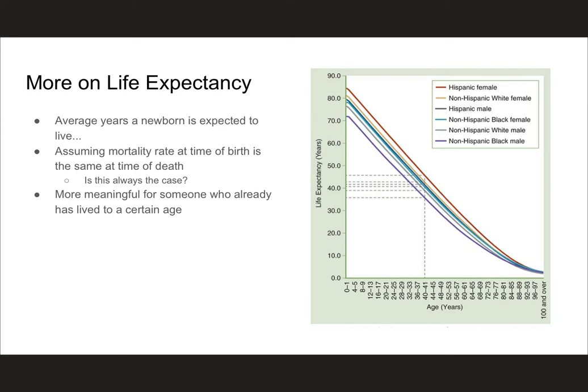So it would be more meaningful for someone who has already lived to a certain age to know how much more time they have, right? For example, somebody who has lived to their 40s and is a non-Hispanic Black male has about 38 years left to go, so about 78 total. It's a little bit higher for others. There are inequities and inequalities. Hispanic females live the longest. A 40-year-old Hispanic female is expected to live another 46 years, until they're 86.